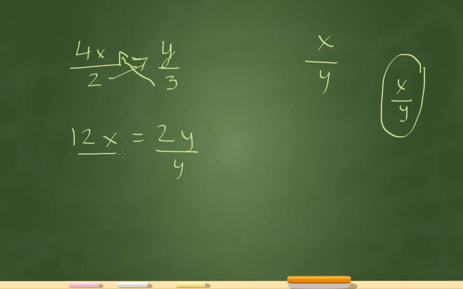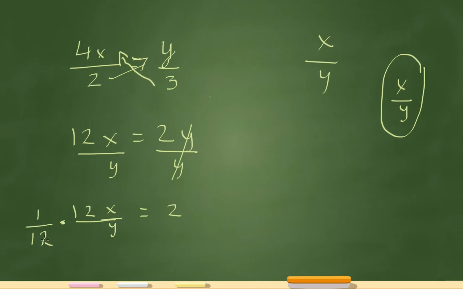So if I divide both sides by y, that y cancels out, and I'm left with 12x over y equals, or that whole thing is over that, so that equals 2. Now the only thing left to do is get rid of that 12. So that 12 is getting multiplied by x, so I can either divide it by 12 or I can multiply both sides by the reciprocal.